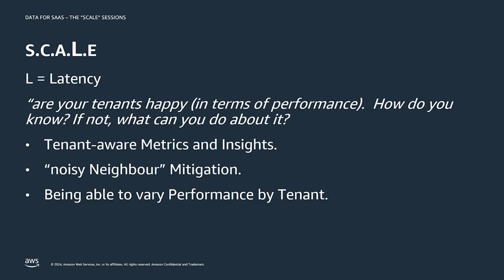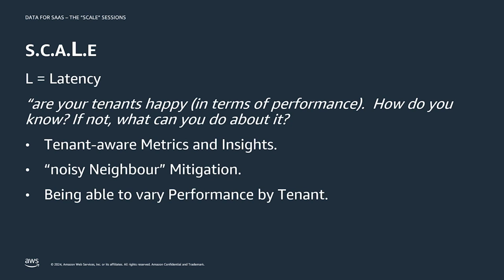L stands for latency. So are your tenants happy in terms of performance? How do you know they're happy? If they're not, what can you do about it? This comes down to having tenant-aware metrics and insights. So having the right telemetry to know what your tenants are doing, how much of it they're doing, and what the recommended or guideline response time should be. So this could be useful for a consumption model where tenants are paying based on API calls, for instance.